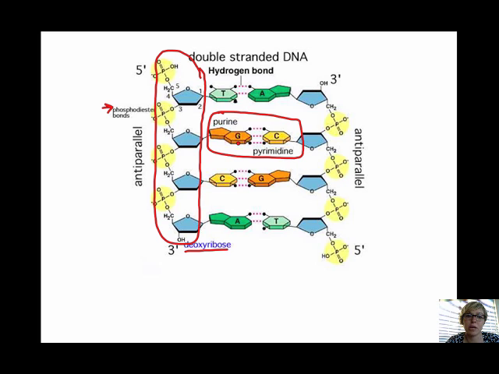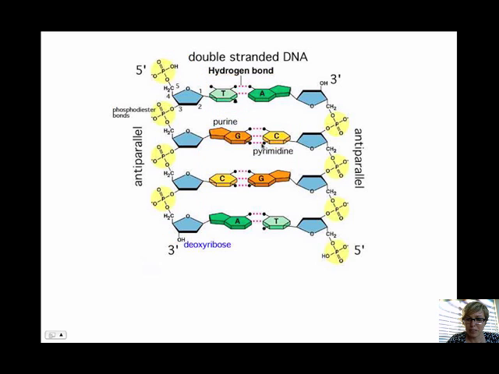In this case, the purine guanine is pairing with the pyrimidine cytosine. So guanine and cytosine always pair together, and adenine and thymine always pair together as well. And the way that they pair is through a hydrogen bond. Now, hydrogen bonds in DNA are relatively weak, and we are going to be looking at what it takes to break these bonds. So we can see that between the adenine and the thymine, we have 2 hydrogen bonds, and between guanine and cytosine, we have 3 hydrogen bonds.